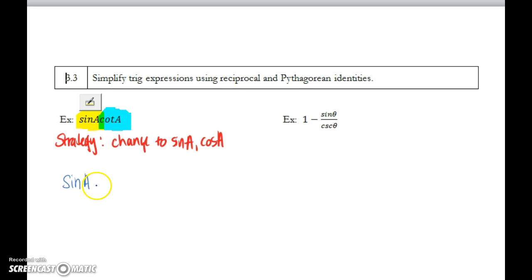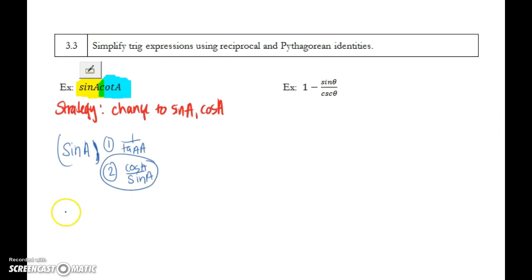Now cotangent A has two possibilities. Cotangent A has two choices. Your first choice is to change it to 1 over tangent A. And your second choice is to change it to cosine A over sine A. Now, keeping the rule in mind, we probably want to use the second option rather than the first one. And notice in the second option, you have a sine which matches up with the previous sine, so there might be some kind of simplifying that we can do there. All right, so we're going to choose option 2.